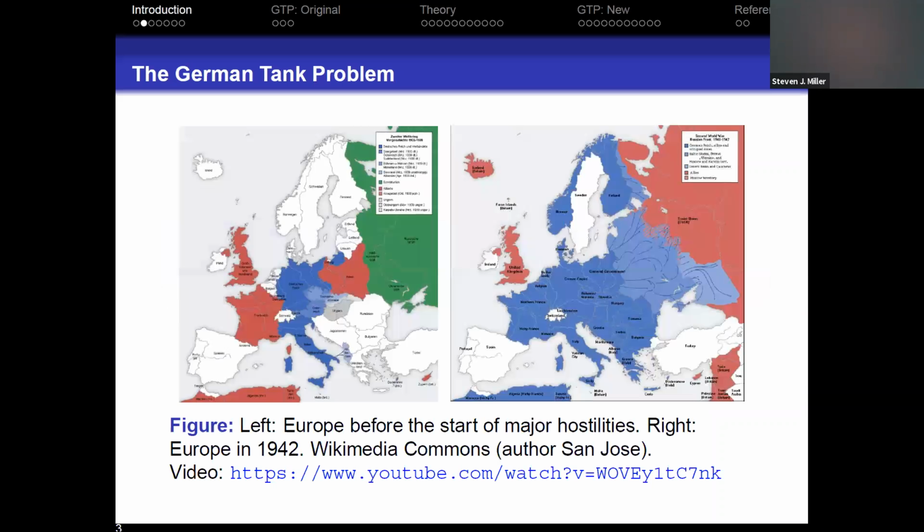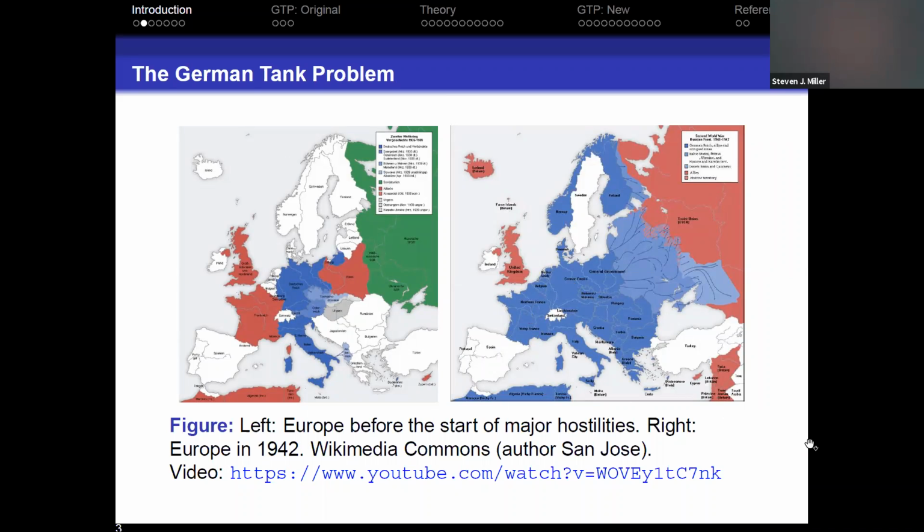The figure on the left is Europe before the start of major hostilities, right before the invasion of Poland. The next is less than 2 years later. It's Europe in 1942, maybe a little bit more than 2 years later. You can see the incredible advance of the German forces. You can see them driving deep into the Soviet Union, into Scandinavia, taking France and getting into Italy.